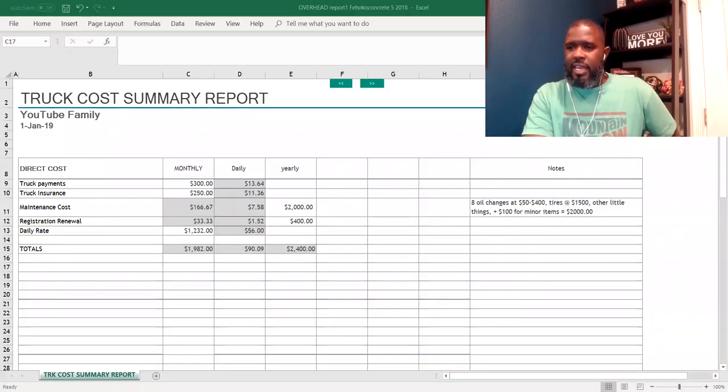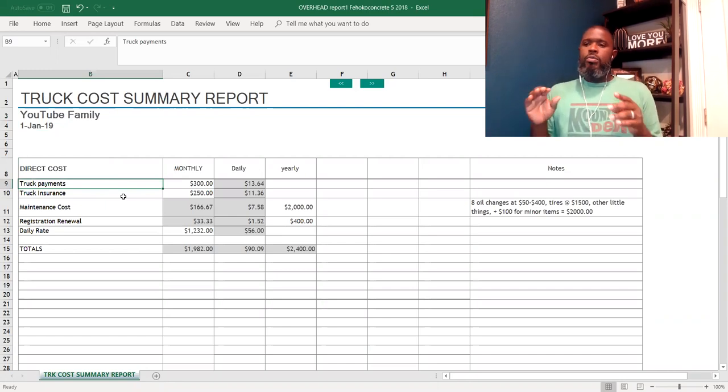All right, so I created a spreadsheet for us to go over real quick. Hopefully everything is out of the way here. So you see here, we've got a truck cost summary report. This is for my YouTube family, and this is for January. So when you don't have a truck included in your bid, in your estimate, know this.